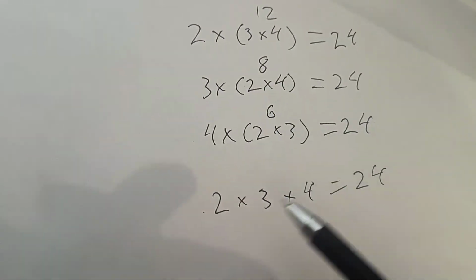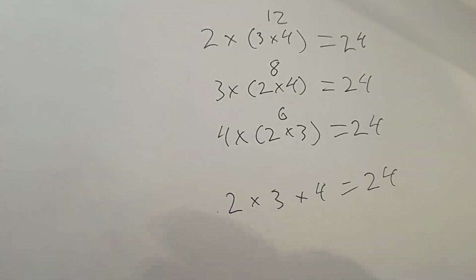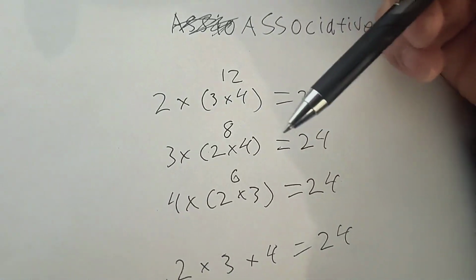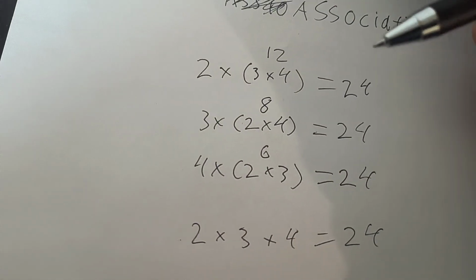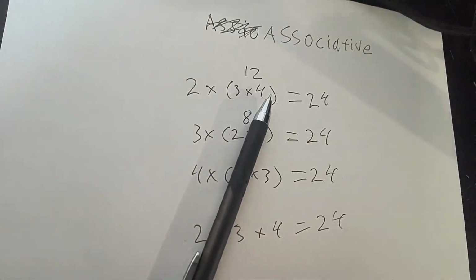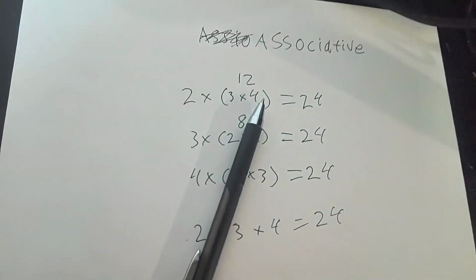That's what the associative property is. It says no matter which way you multiply any of these given numbers, whether they're in the parentheses or not, it still equals the same number. And that's what the associative property is.